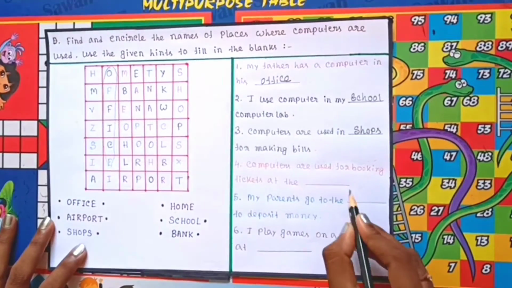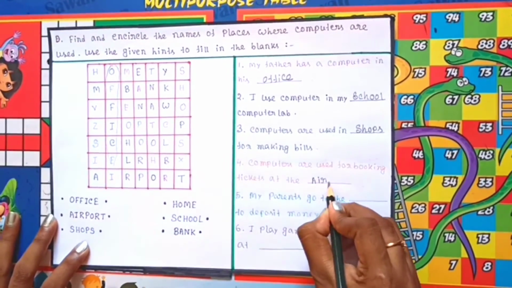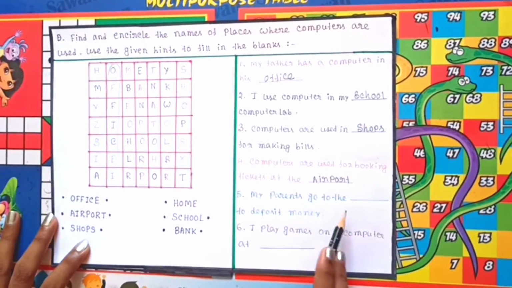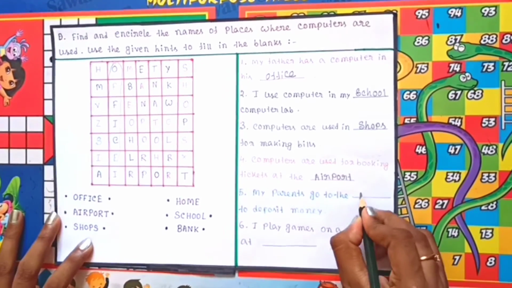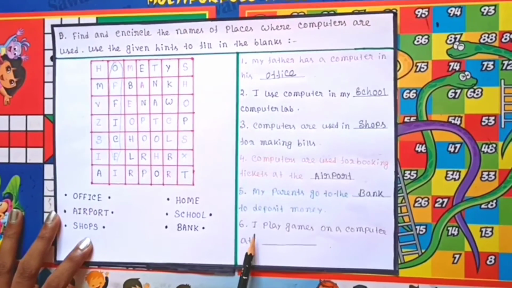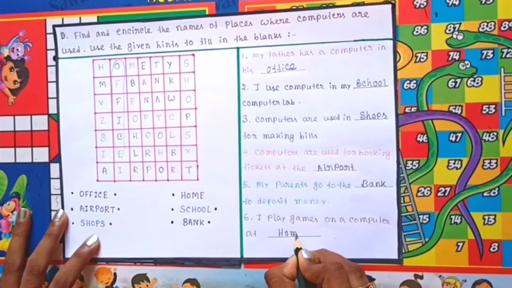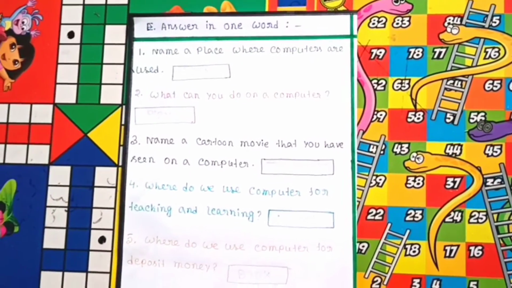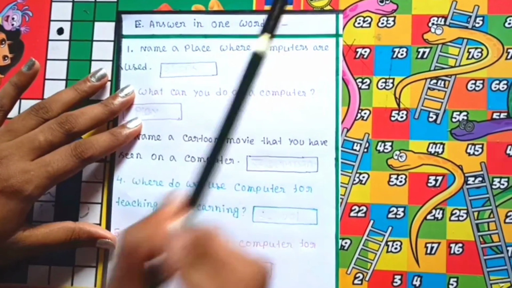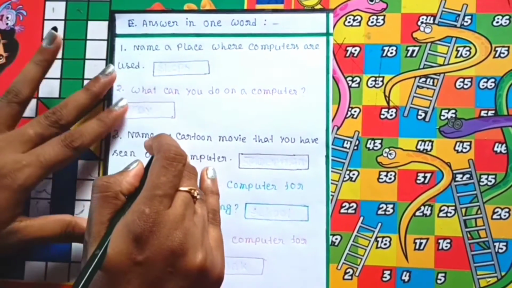Where? Ticket, airport. Next, my parents go to the dash to deposit money. Bank. Deposit money, bank. And last question, I play games on a computer at home. Our last and final question is answer in one word. Here some sentences are here and I write in one word.